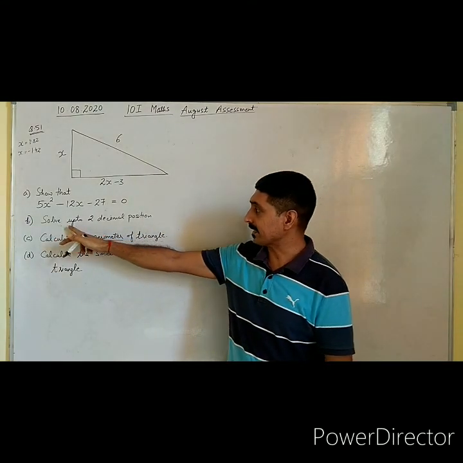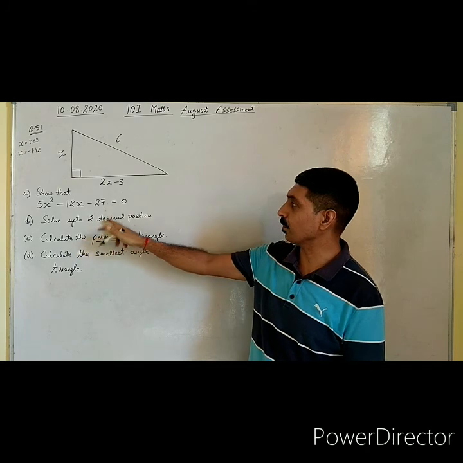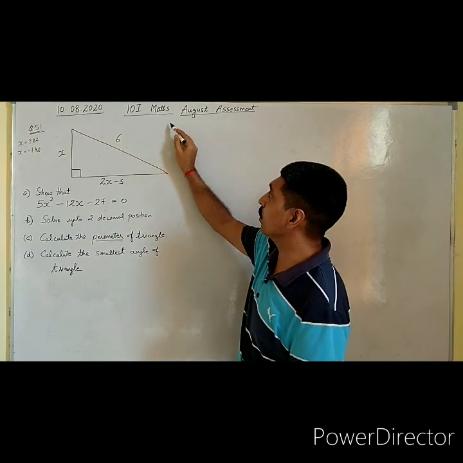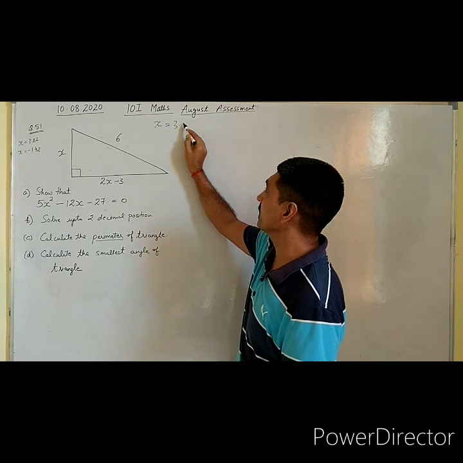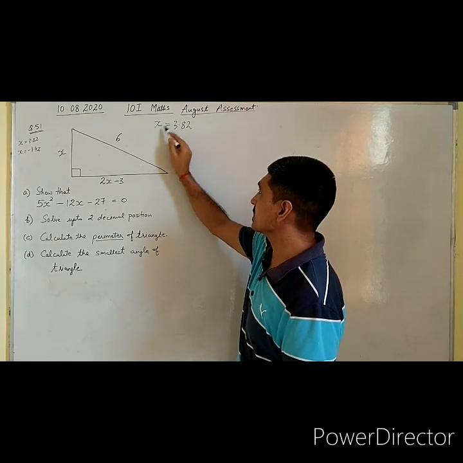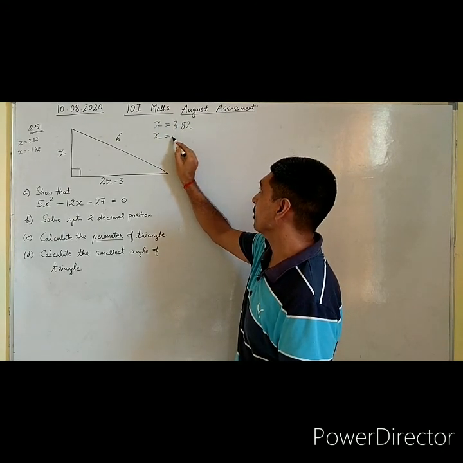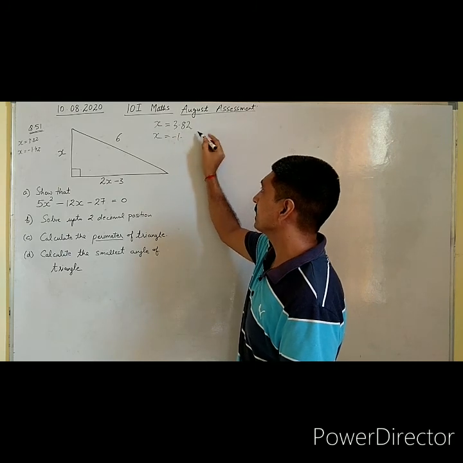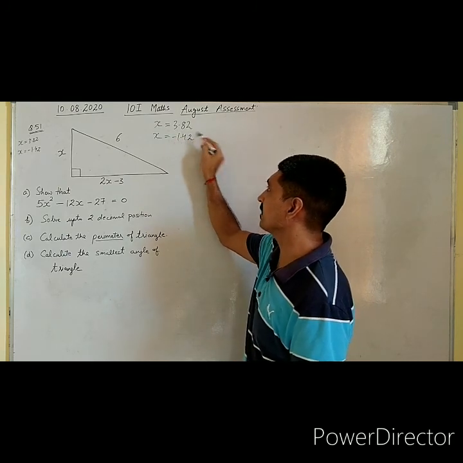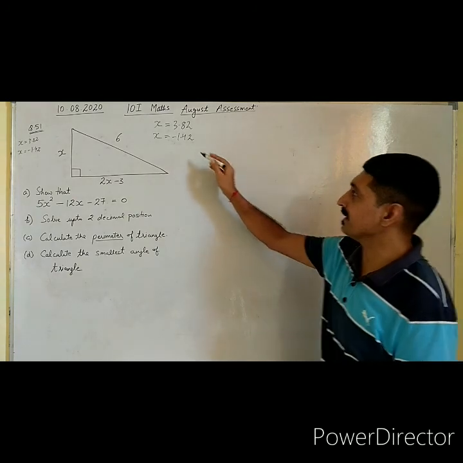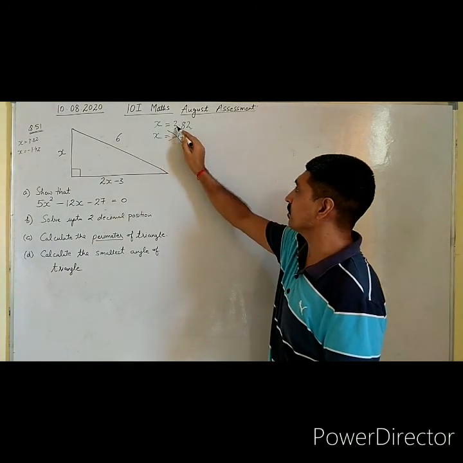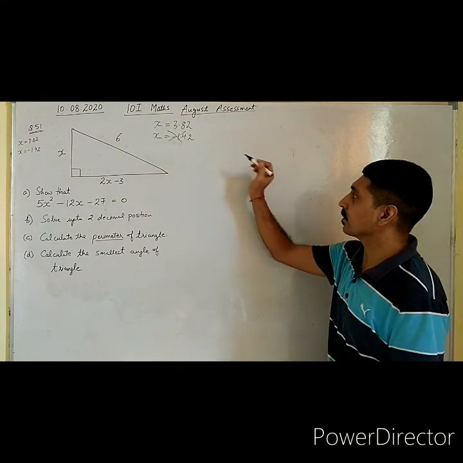In the second part, we have solved for the value of x. We'll go for the positive value of x, that is 3.82, whereas the other value is minus 1.42. I have written it separately, it is 1.42. So here we will neglect this negative value. We will move ahead with the positive value.